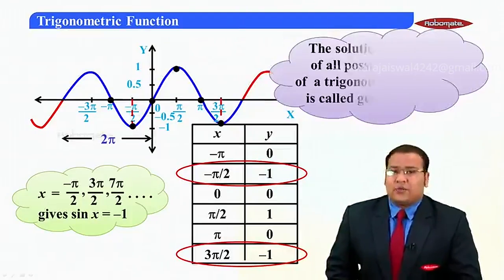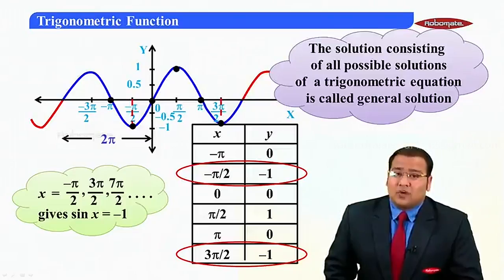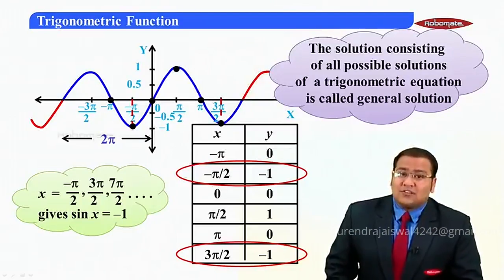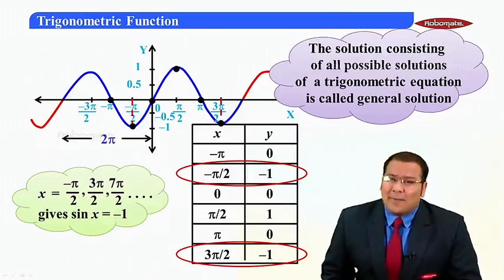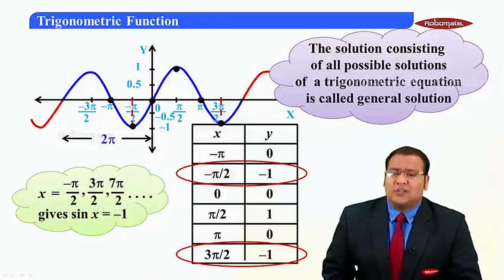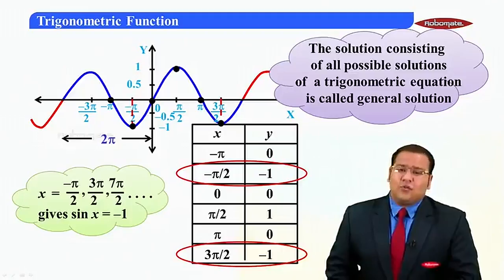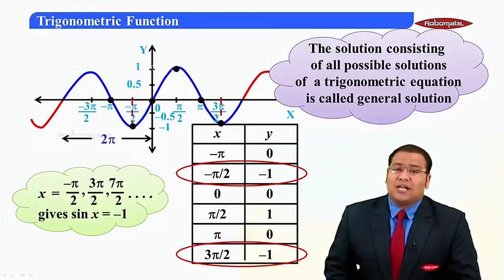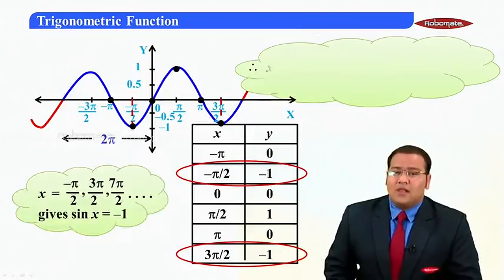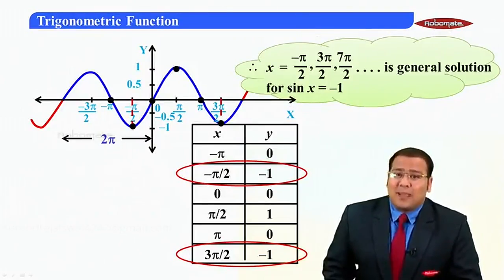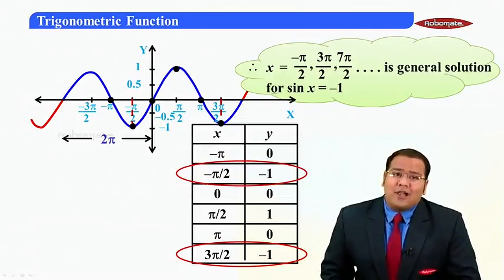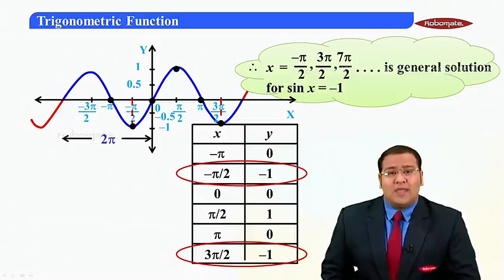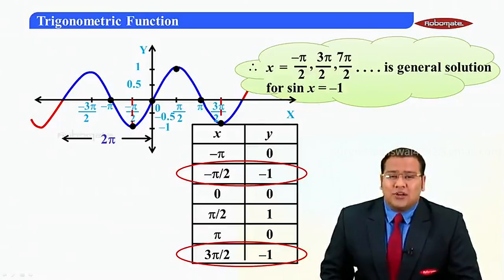Next, the solution consisting of all possible solutions of a trigonometric equation is called the general solution. That is, all the values of x for which sin x would be minus 1 is called the general solution. Example, if x is equal to minus pi by 2 or 3 pi by 2, 7 pi by 2, that is all the values of x for which sin x would be minus 1, it is called a general solution.